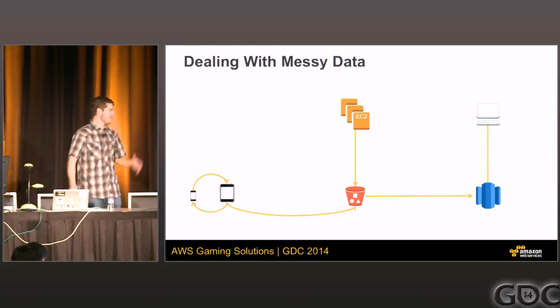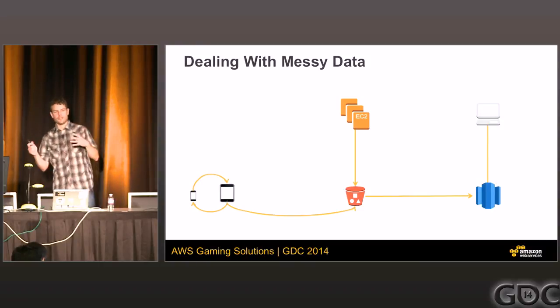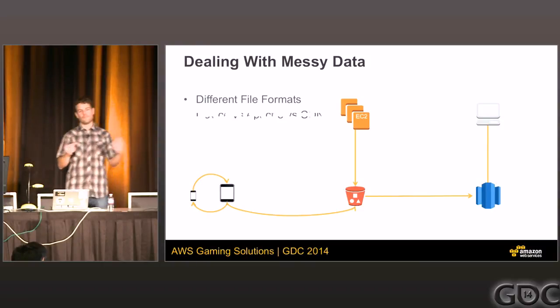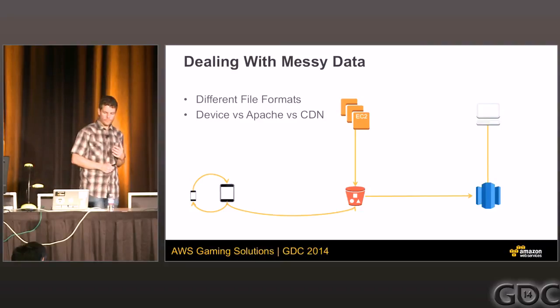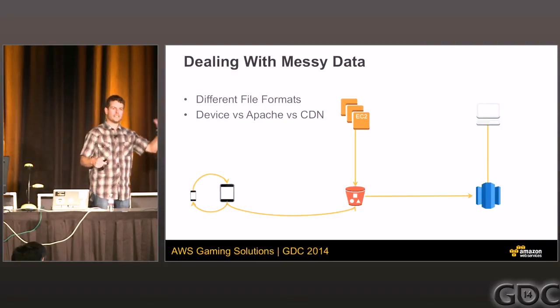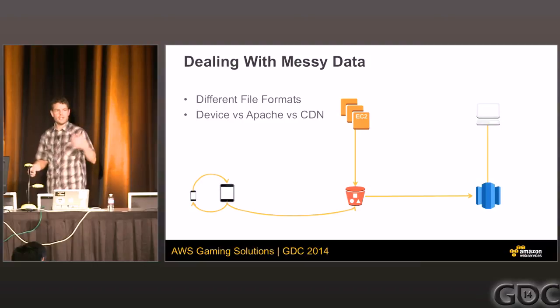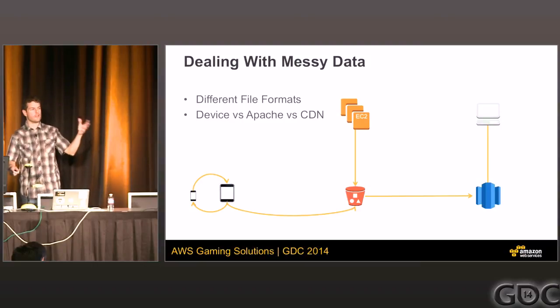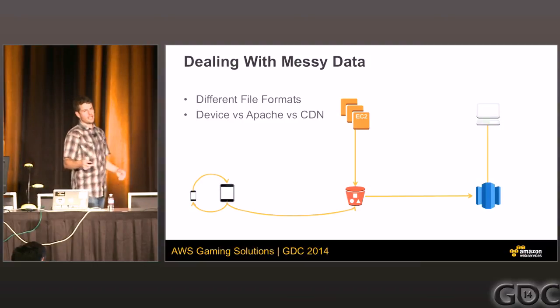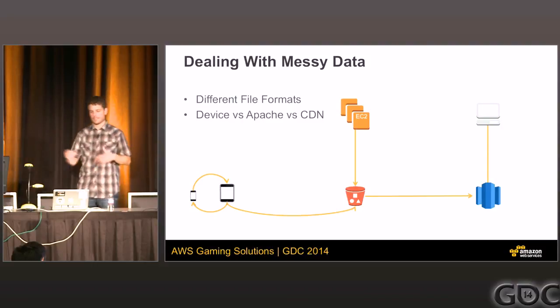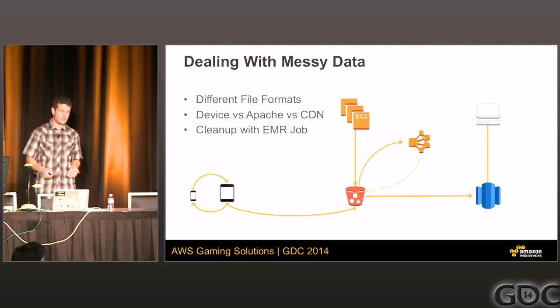So with this stuffing data approach, there's a little caveat, and that is how do you deal with messy data, meaning there's a lot of data in different formats. Right, you've got whatever device, CSV, JSON, whatever you're writing out. You've got Apache logs, which you don't have any control over in whatever format. If you're using a CDN via CloudFront or some other CDN, it's got those formatted logs. You don't really have any control over that.